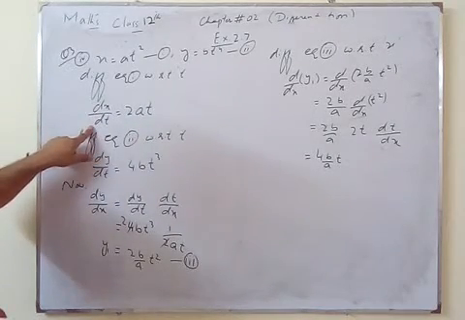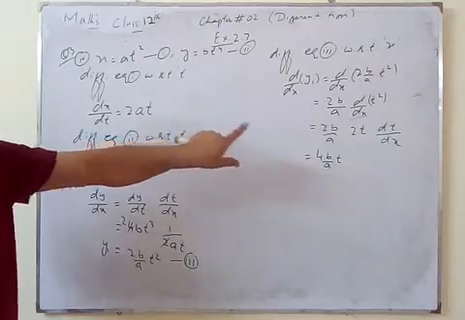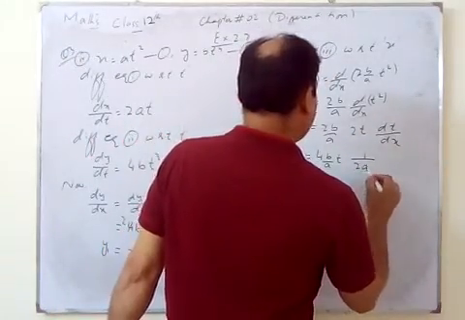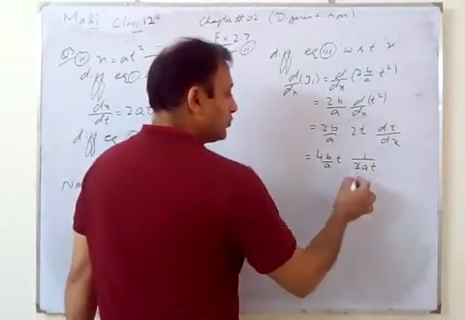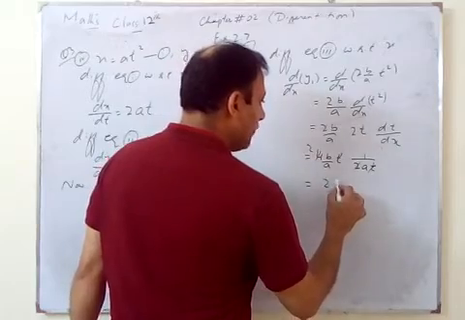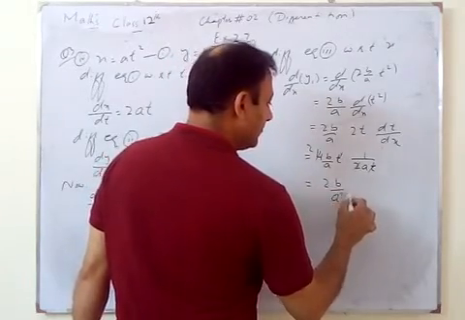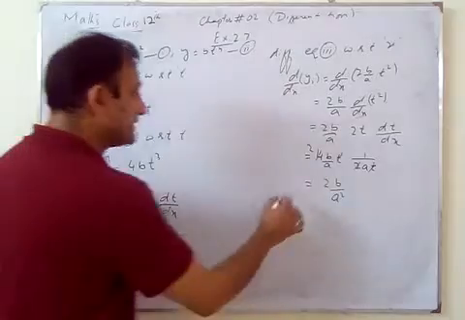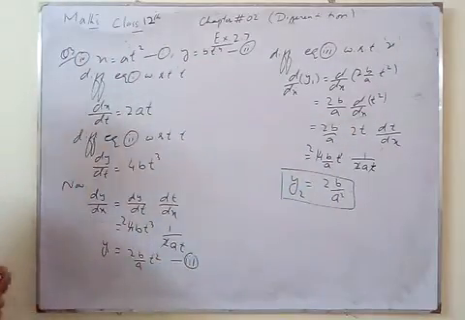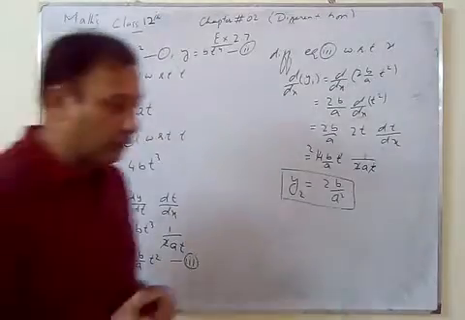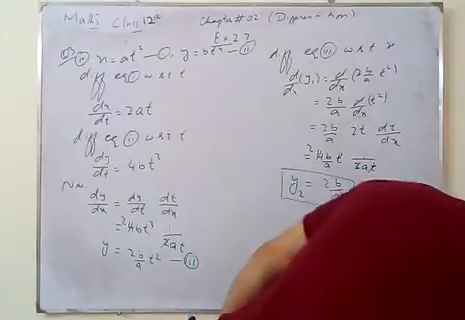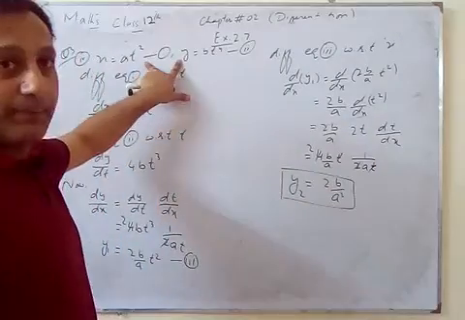This is dx over dt. We need dt over dx. So take the reciprocal. So we have 1 over 2at. 2 cancels with this, t cancels with this. So we have 2b by a square. So this is the second derivative. This is the way to find the second derivative when parametric equations are given. These are parametric equations.